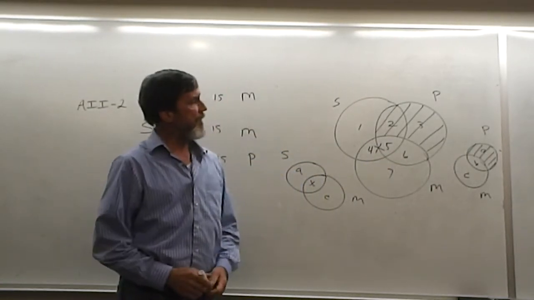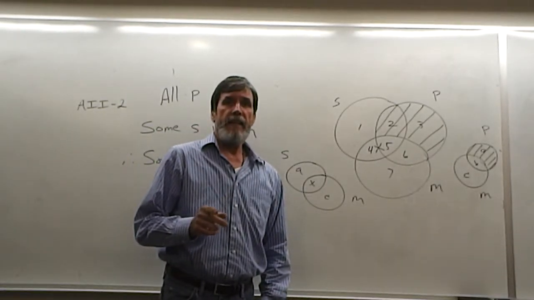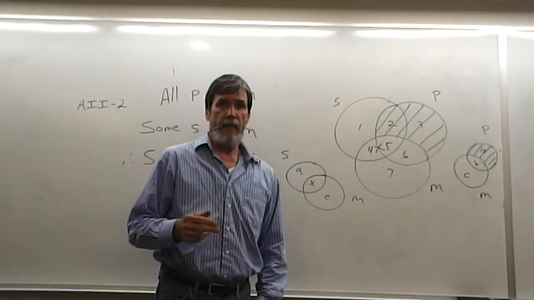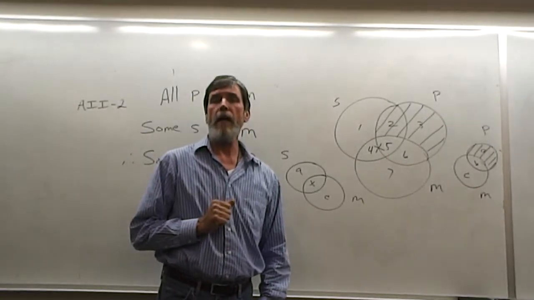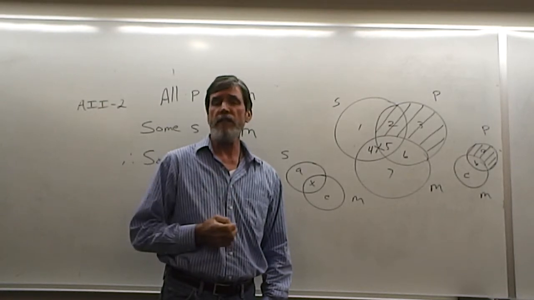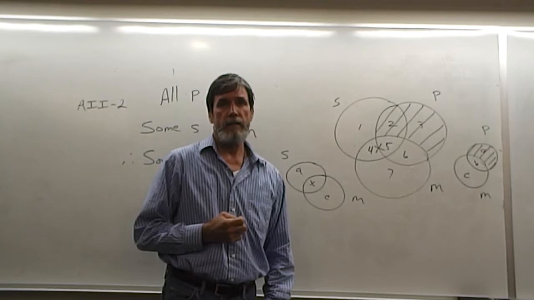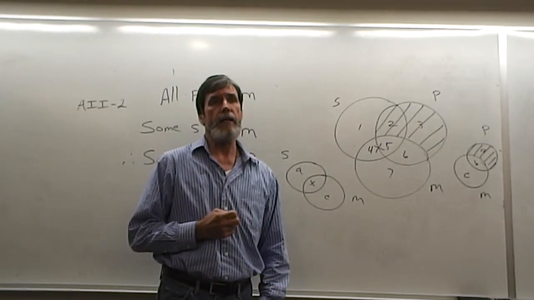Now, to be on the circumference of circle P means this. It either is a P or it's not a P, but we don't know which. That's what it means to be on the line. See, our premises don't say anything about it being a P or not. They just say the S is an M. So that's all we're allowed to diagram.